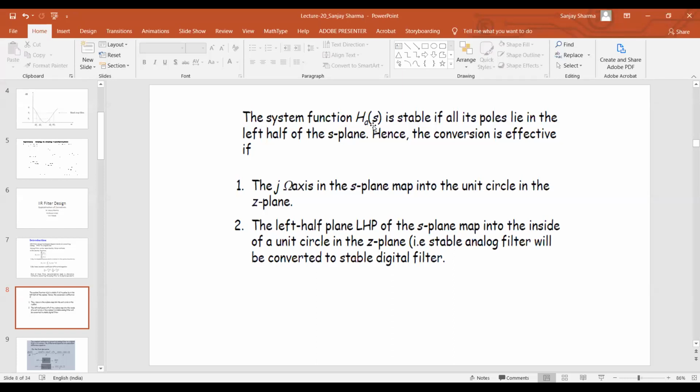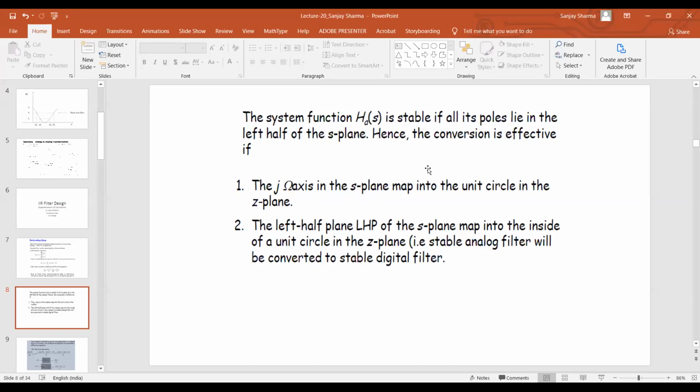The system function H(s) is stable if all its poles lie in the left half of the S plane. Hence, the conversion is effective if the j omega axis is preserved. What is this j omega axis? What is in the S plane? The x-axis in the S plane is sigma. The y-axis is j omega, j capital omega.